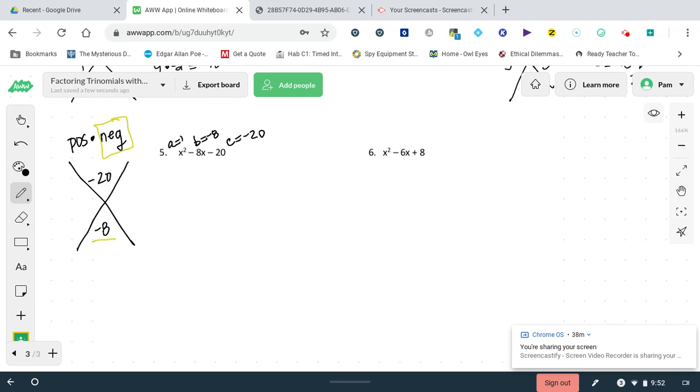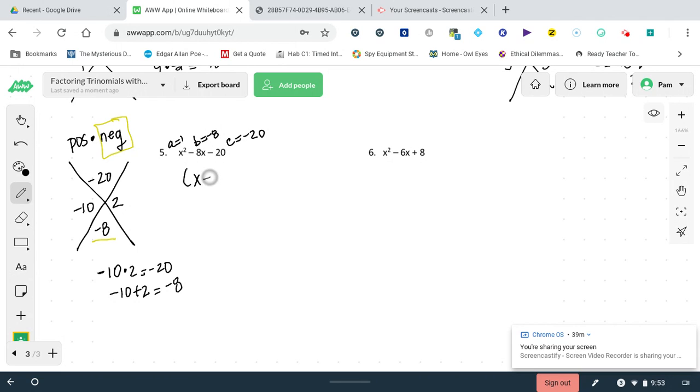All right, so what gives me 20? I can go with 4 and 5. But 5 times negative 4 would give me negative 20, but 5 plus negative 4 is 1. That won't work. Let's try 10. Negative 10, larger number negative. Negative 10 times 2 gives me negative 20. The negative 10 plus 2 gives me that negative 8. So the numbers on the sides of the x are negative 10 and 2.